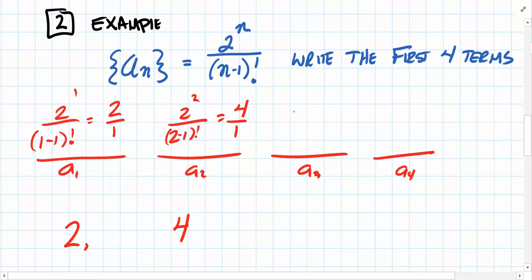Okay? 3, so this is going to be 2 to the third over 3 minus 1 factorial. 2 to the third is the number 8.